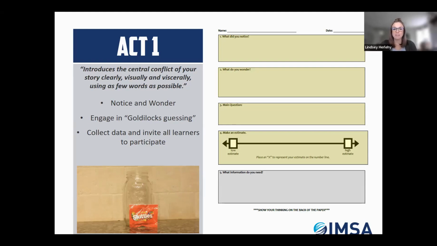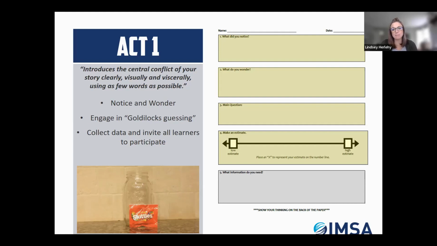However, you always have the option as the teacher to let the students pick one of the questions and go after it. They can investigate their own question, or you can direct it by saying, we're going to start with this question. If we have additional time, we can tackle the others.